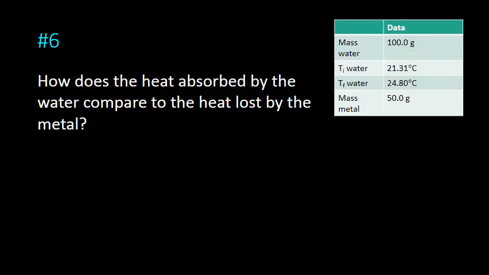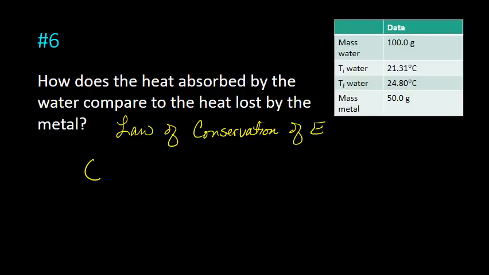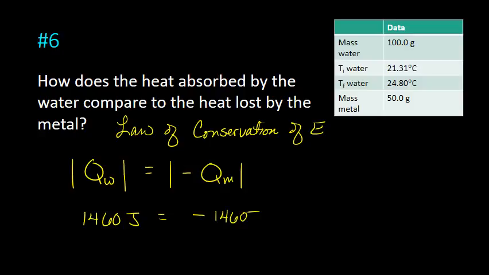Well, how does the heat absorbed by the water compare to the amount of heat lost by the metal? Because of the law of conservation of energy, we know that energy in a perfect world is neither created nor destroyed. So the amount of heat that the water absorbed, the absolute value of it, has to be equal to the amount of heat the metal lost. So we just found out that the water absorbed 1460 joules of energy. That means the metal had to lose 1460 joules of energy.